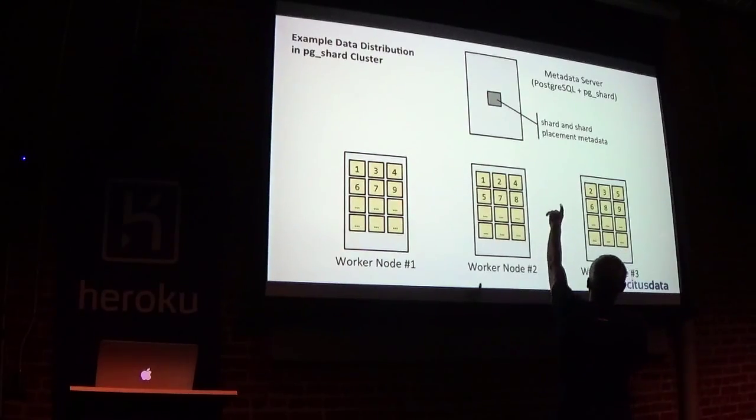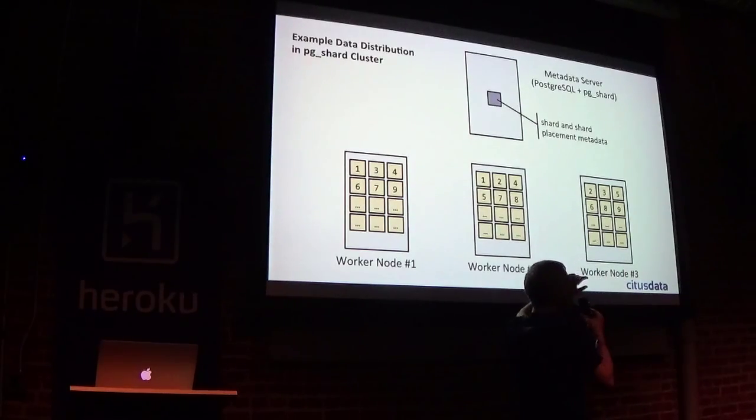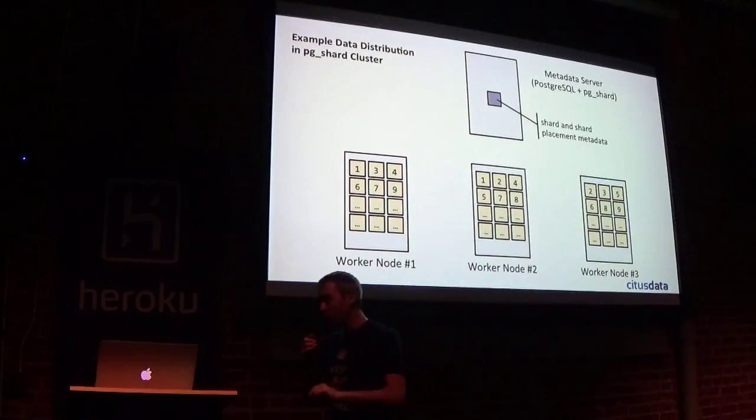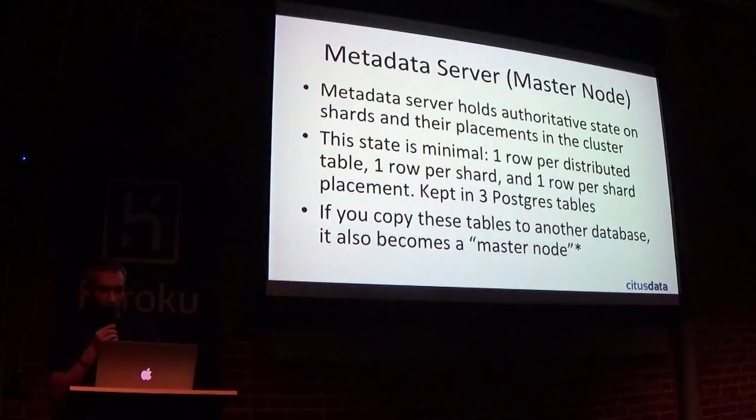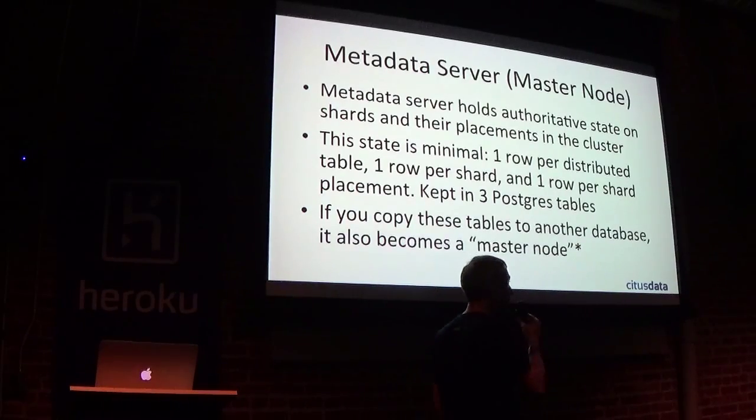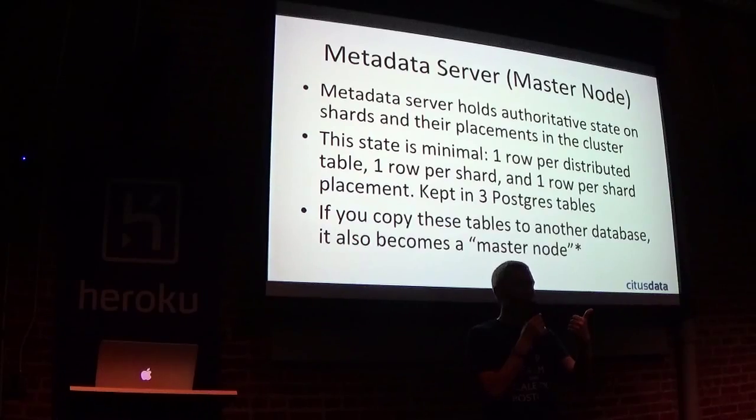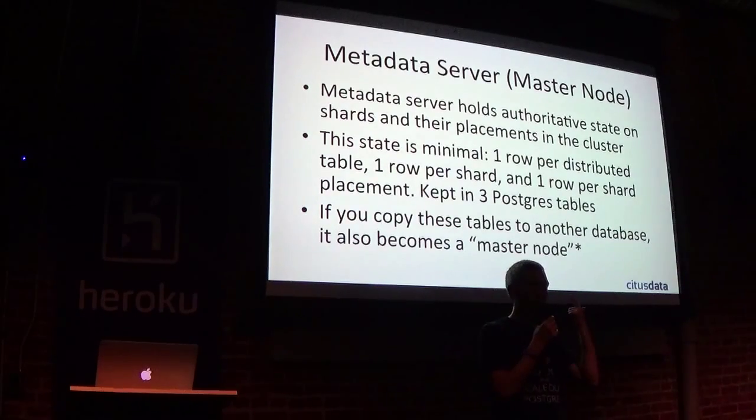And the metadata server, you can also call it the coordinator node or the master node, has shard and shard placement metadata. And it's actually the authority on that metadata. So it keeps the authoritative state. And that state is minimal, typically on the order of megabytes. You have 1 row per distributed table. As Josh showed in his demo, you have 1 row per shard and 1 row per shard placement. So it's 3 PostgreSQL tables. And then that metadata changes only when you create your distributed table and initialize your shards.